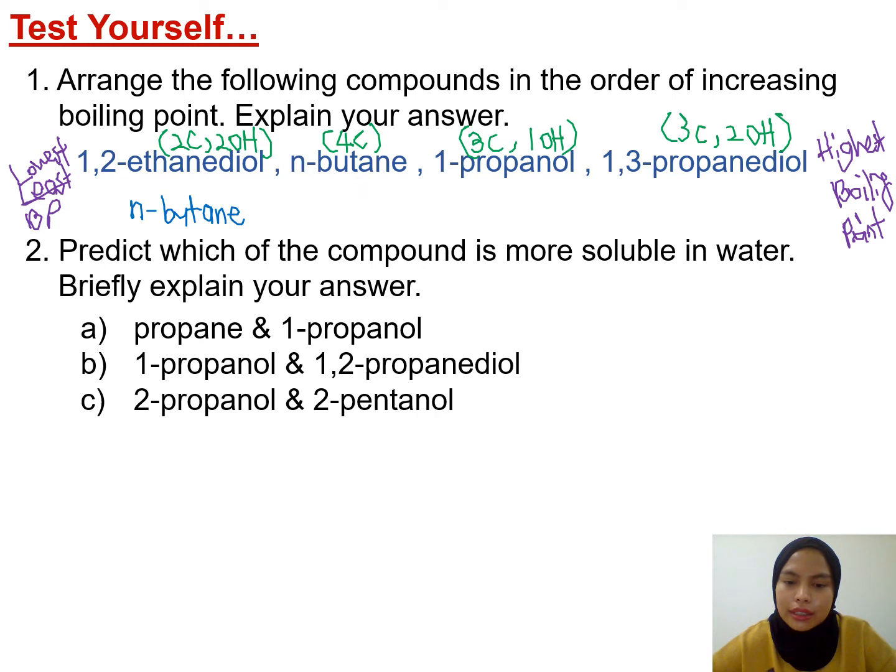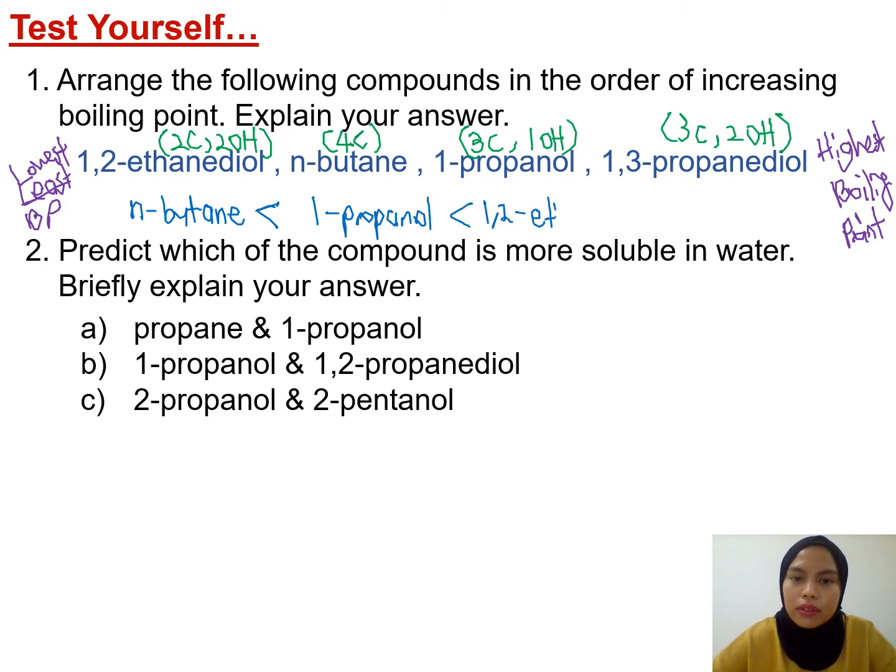So next diikuti oleh, so N-butane ni dia punya boiling point dia kecil compared to 1-propanol, and then compared to 1,2-ethanediol, and then compared to 1,3-propanediol.